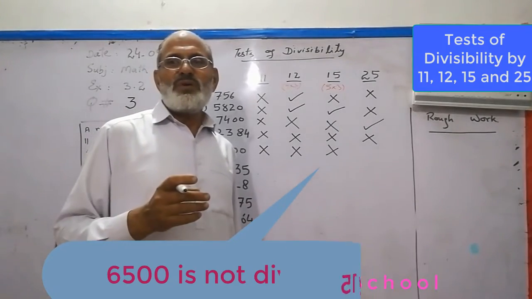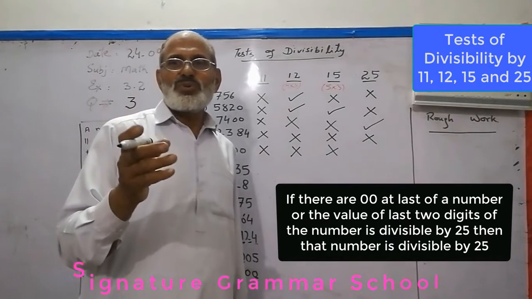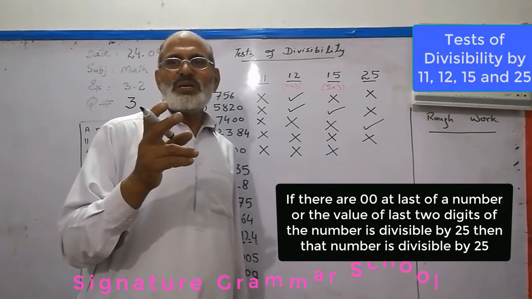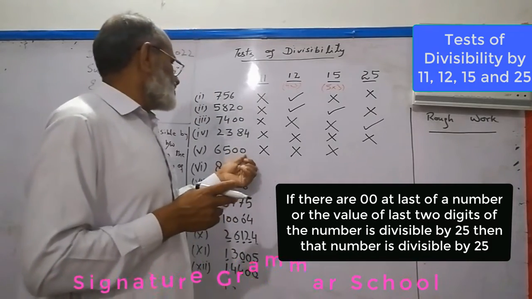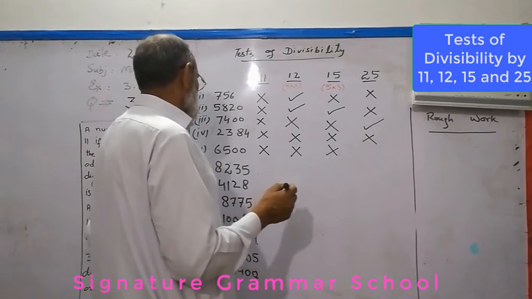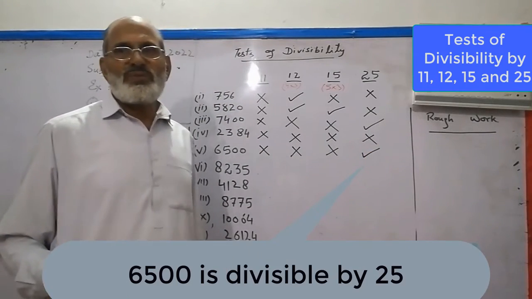And for 25, if there are 2 zeros at the last, meaning if there is 0 at unit place and 0 at 10 place, then that value is divisible by 25, and here are 2 zeros at the unit place and at the 10 place. In this case, 6,500 is divisible by 25.